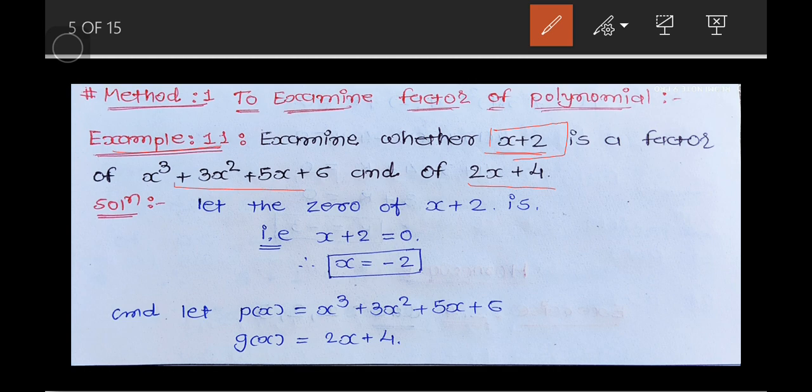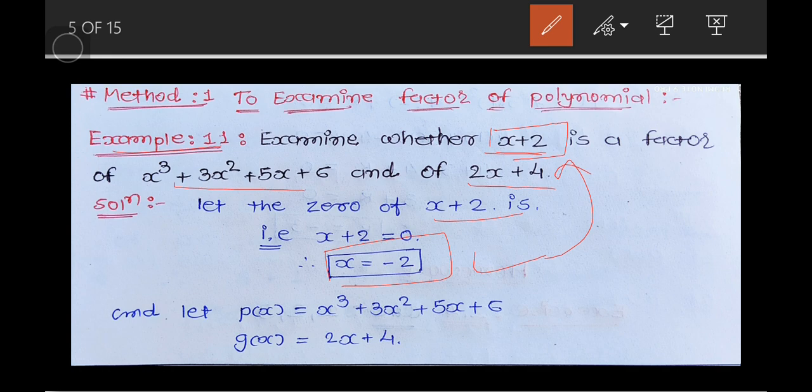Now first we find the 0 of x plus 2. Let x plus 2 be equal to 0, and at last we get x is equal to minus 2, and it is the 0 of x plus 2.